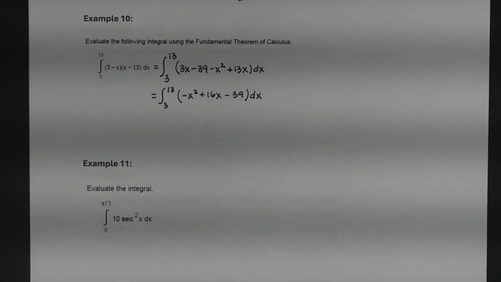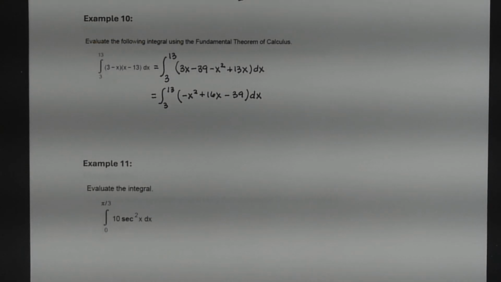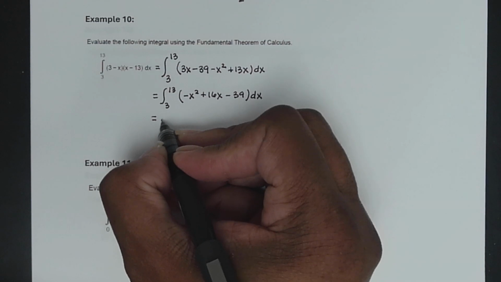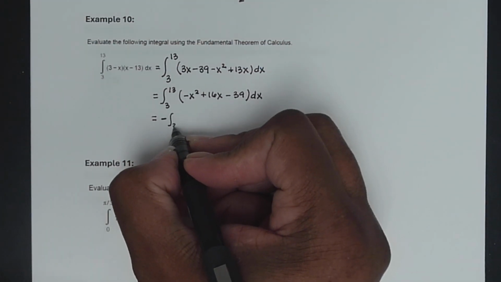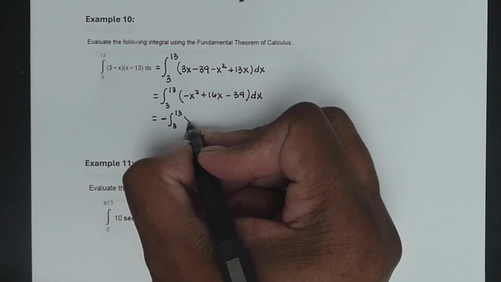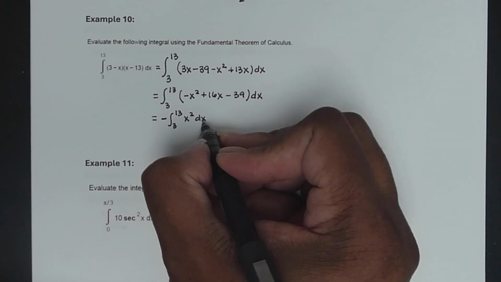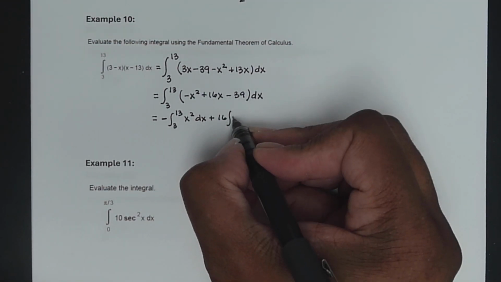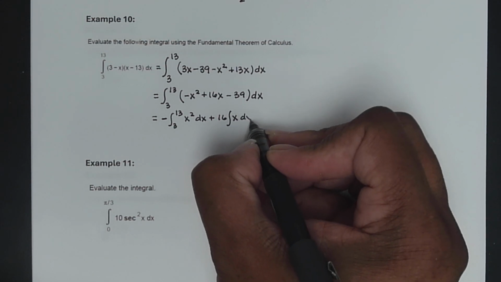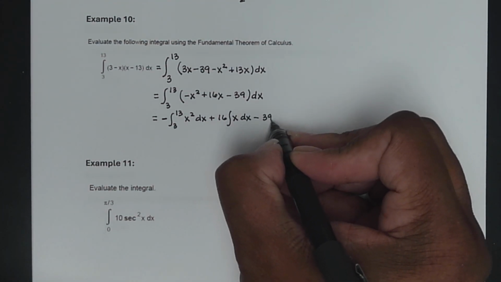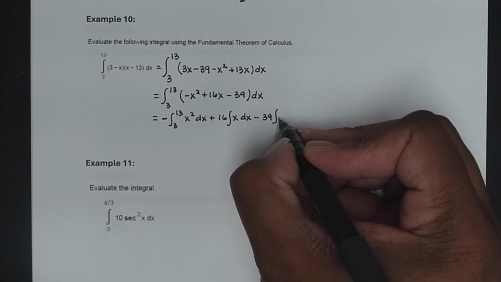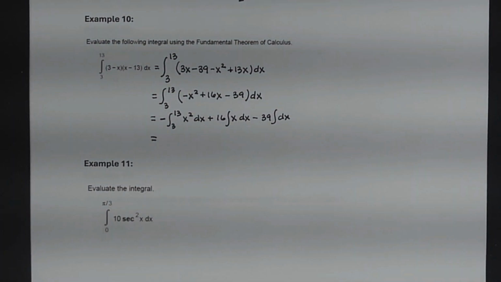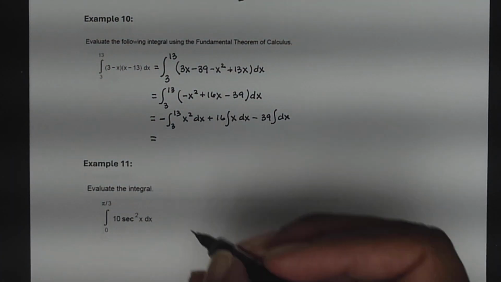And then I'm going to integrate each piece and then use the constant multiple rule whenever necessary. In this case, I'll pull the negative out in front, so it'll be negative the integral from 3 to 13 of x squared dx. Plus, I'll pull the 16 out in front, so it'll be 16 times the integral of x dx, minus, and then pull the 39 out in front, so it'll be 39 times the integral of dx. And now we can go ahead and integrate each part.